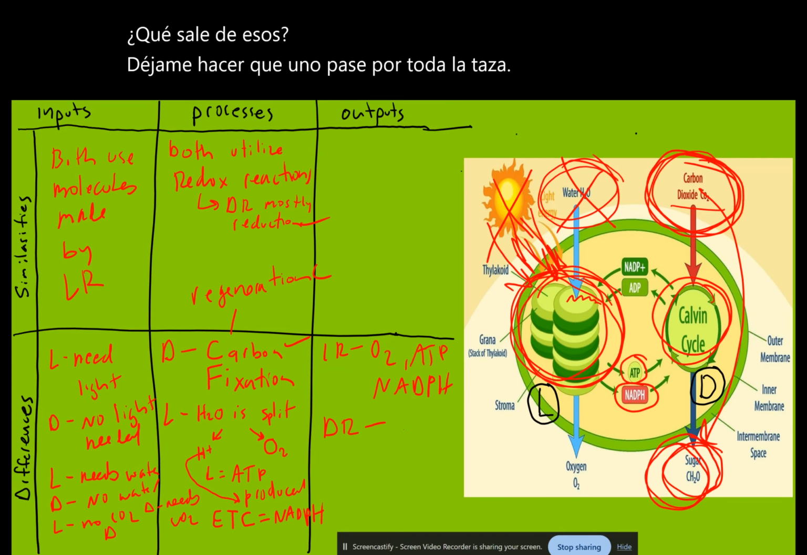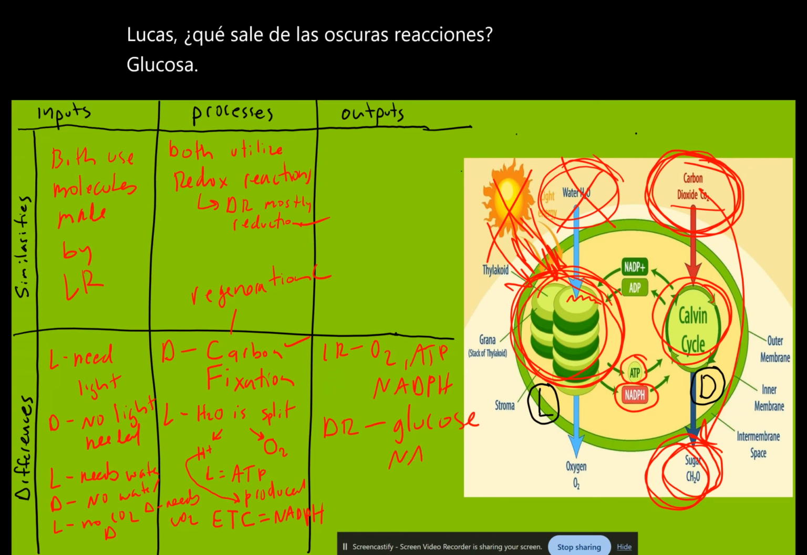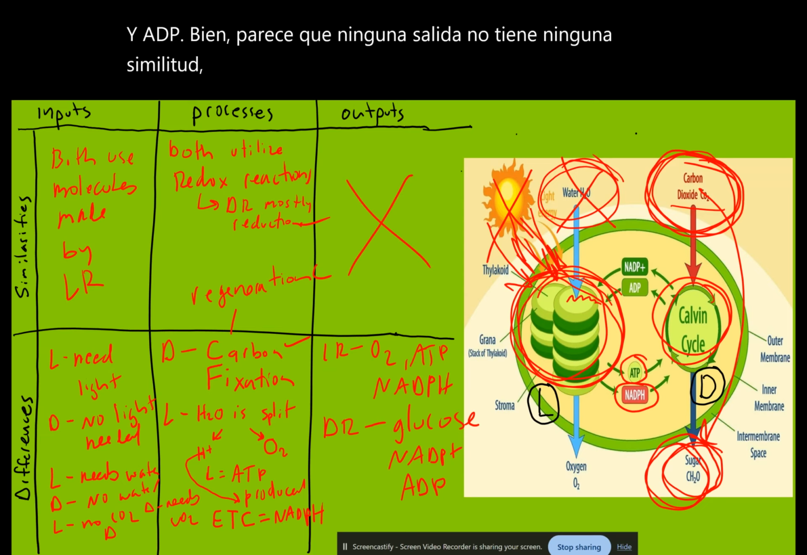Lucas, what comes out of the dark reactions? Glucose, NADP plus, and ADP. Okay, so it looks like the outputs don't have any similarities. We just have differences, although they all work in concert with each other.